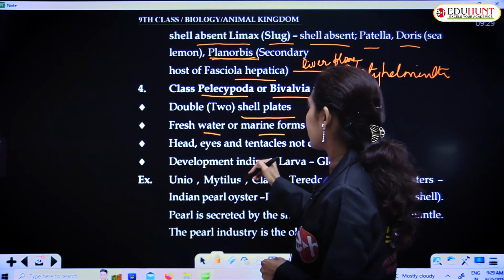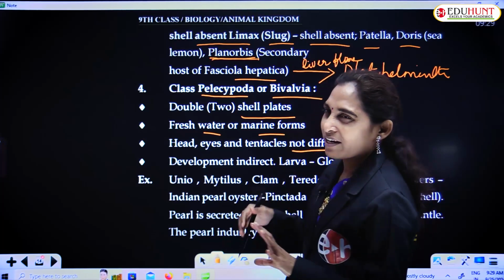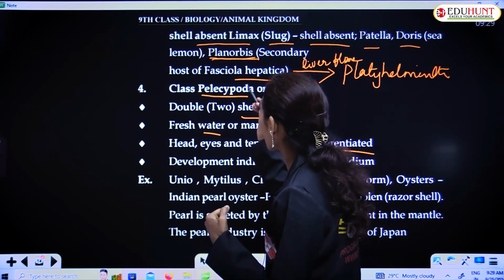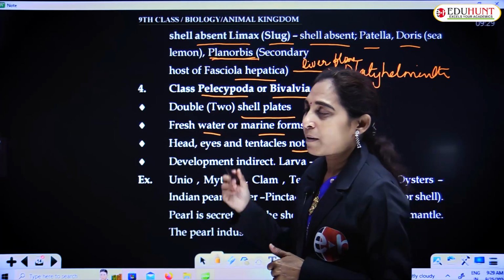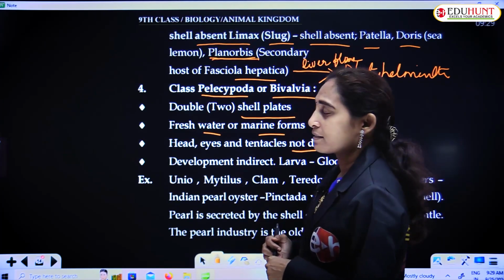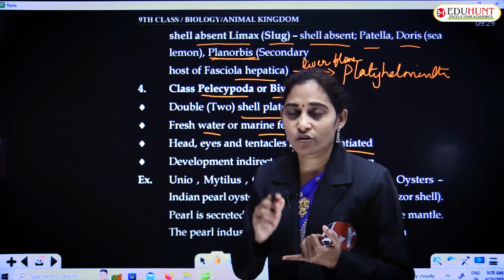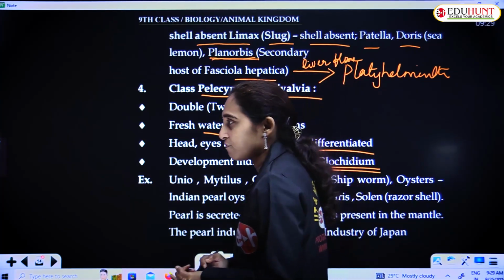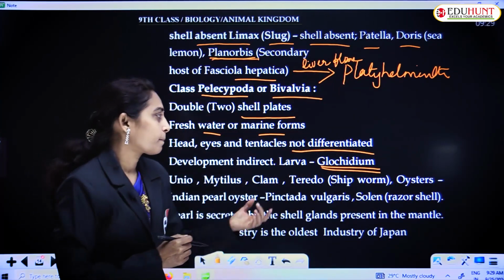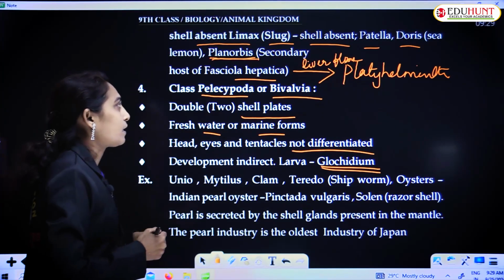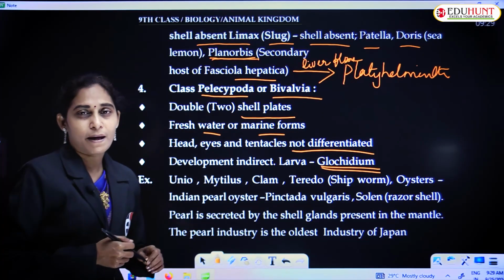Head, eyes and tentacles are not differentiated in the class Pelecypoda or Bivalvia. Development is indirect, and the larva is Glochidium, not the trochophore, not the veliger. It is a different larva, that is Glochidium. Glochidium is the larva of the class Pelecypoda or Bivalvia.